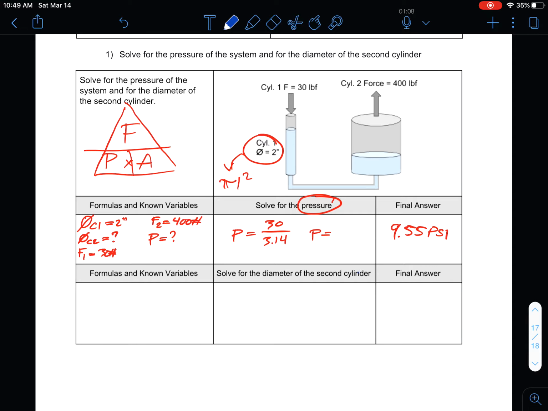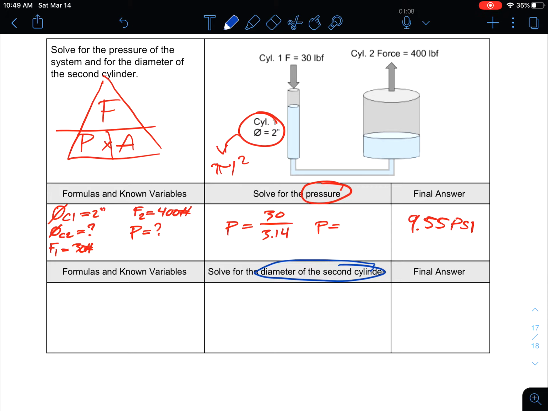Cool. So now we can move on to our next part of this problem, in which we are looking for the diameter of the second cylinder. We are still going to be using the same formula as we did before. We know that the diameter of cylinder 2 is our unknown, the force at 2 is 400 pounds, and pressure is equal to 9.55 psi.